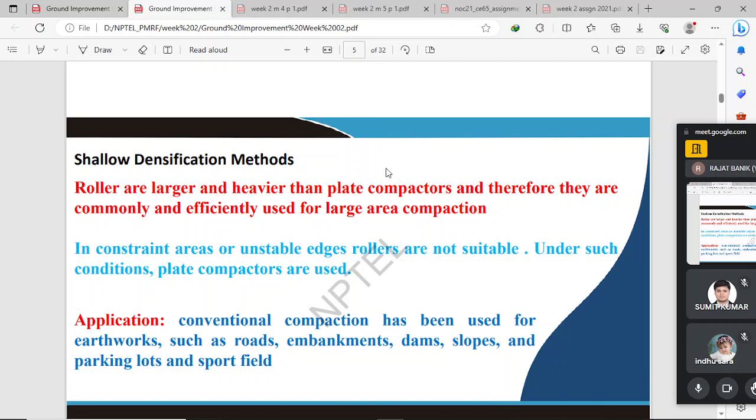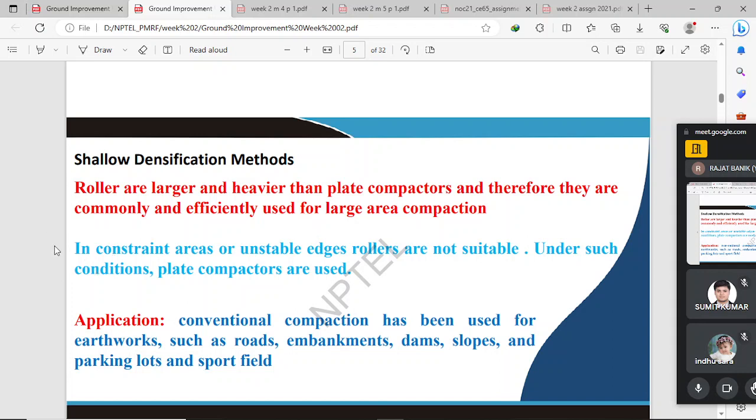But a vibratory plate compactor is actually used for small areas only, to improve the corner or edge only. It is not possible in big sizes. So for that purpose, the roller is more suitable for larger area compaction.